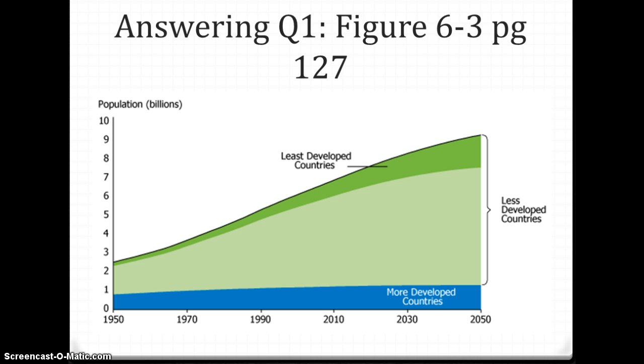But in the more developed countries, we're still hanging out just around 1 billion people, even in the projected growth past 2010 into 2030, 2050. Whereas in less developed and least developed countries, we are still having this huge population surge. We're going from 2.5 billion back in 1950 all the way up to almost 9 billion. And that is a doubling rate that is very high.